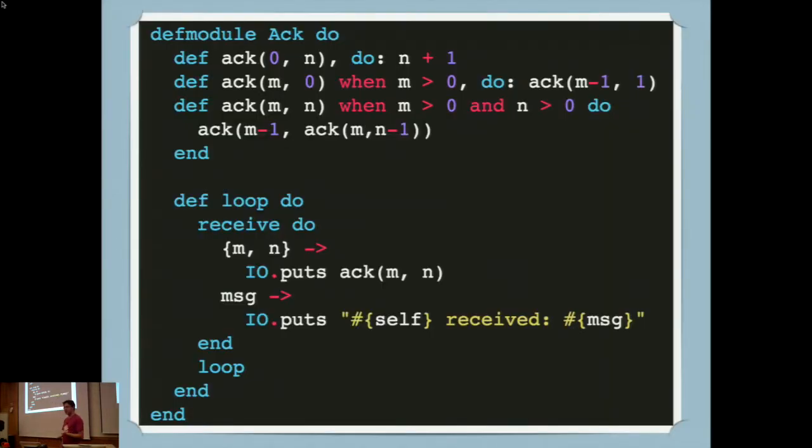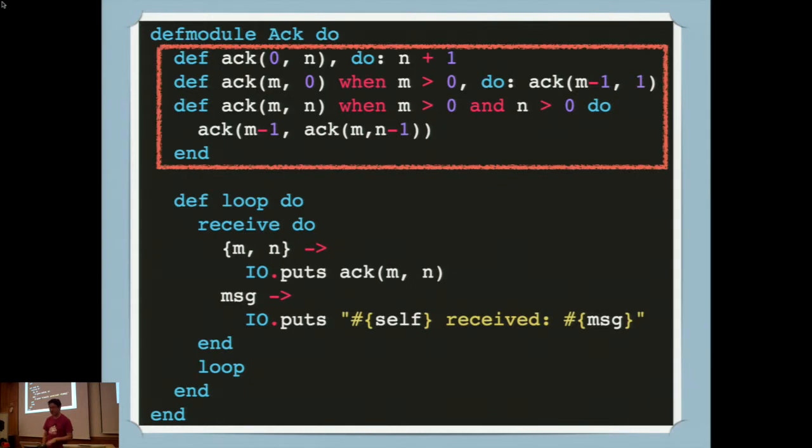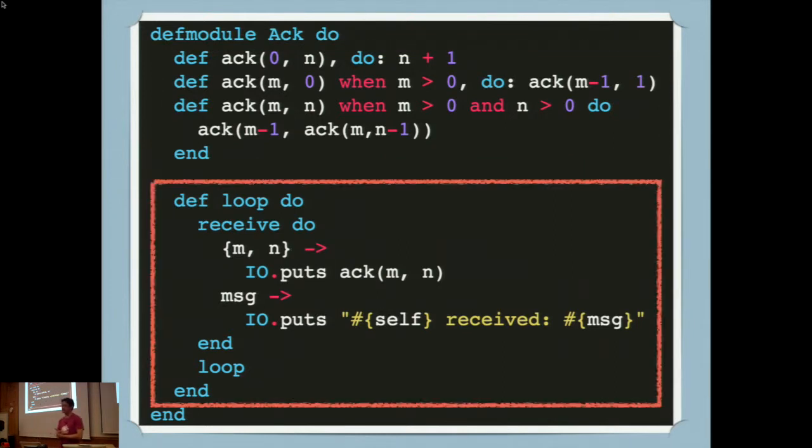This is most of the code that we need to convert our Ackerman function to be process friendly. The top part we have seen before. This is just the same definition of the Ackerman function. The loop function, that's new. This loop function, when executed in a process, enables the process to receive and respond to messages. Let's see how we can do that.